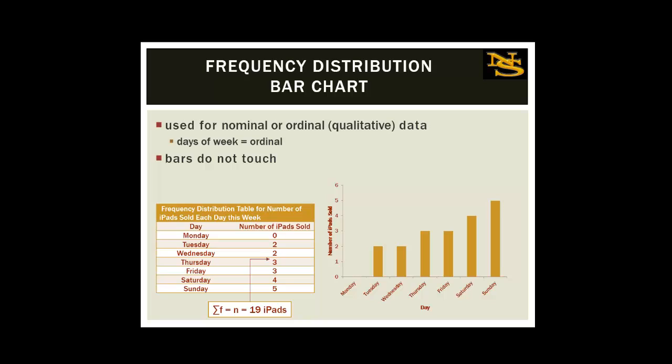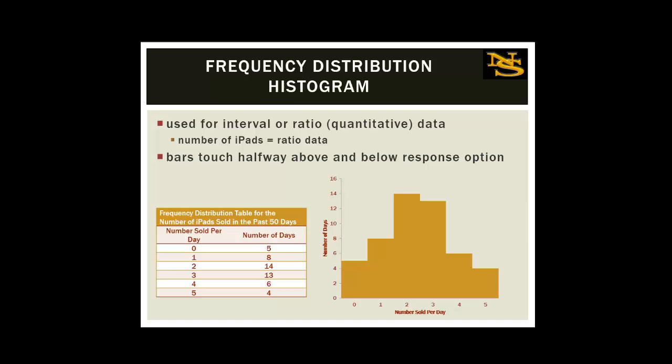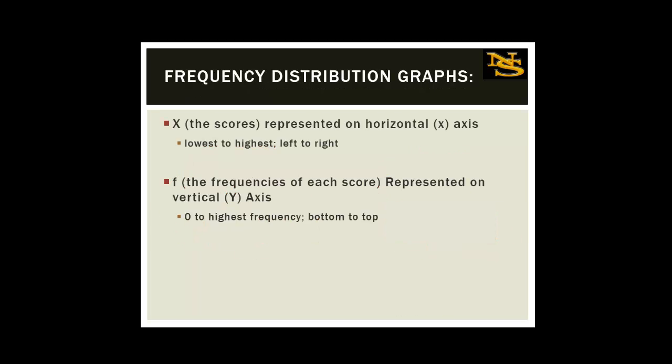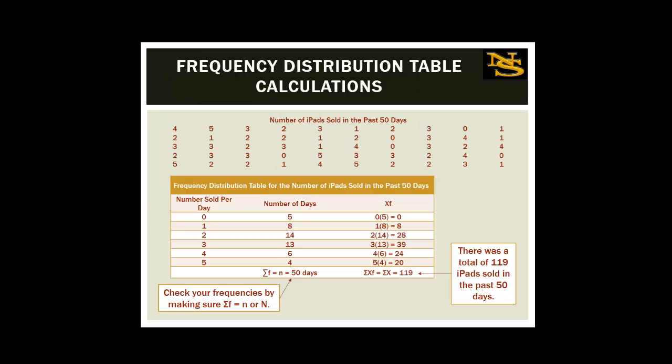And just to make sure you understand what the contents of the frequency distribution table are, you can add up these values here, the number of iPads sold, add up the frequencies, and that gives you the sample size. We've got 19 iPads that we're interested in. Whereas here, we had 50 days that we were looking at.